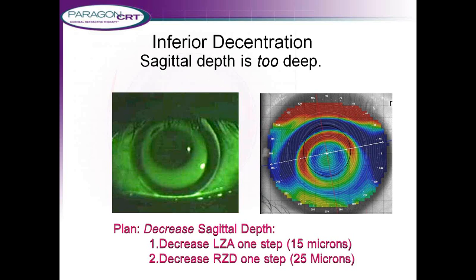So for inferior decentration, you first would want to decrease the landing zone angle 1 degree, or approximately 15 microns of sag decrease. If that doesn't seem to bring the lens to center, then step 2 is to decrease the return zone depth 1 step, or 25 microns.